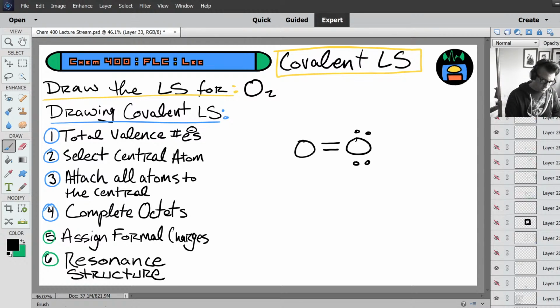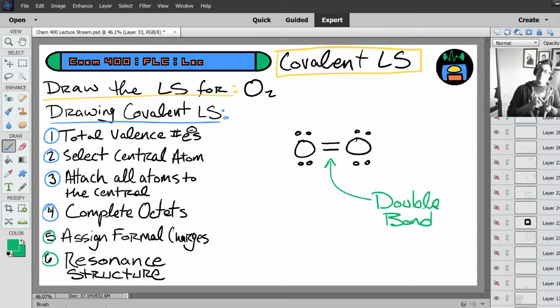So this Lewis structure is a new type of covalent bond. When there's one line, it's one bond. 2 lines is called a double bond. And just like one single bond has 2 electrons, a double bond has twice as many. So there are 4 electrons at play in this double bond.